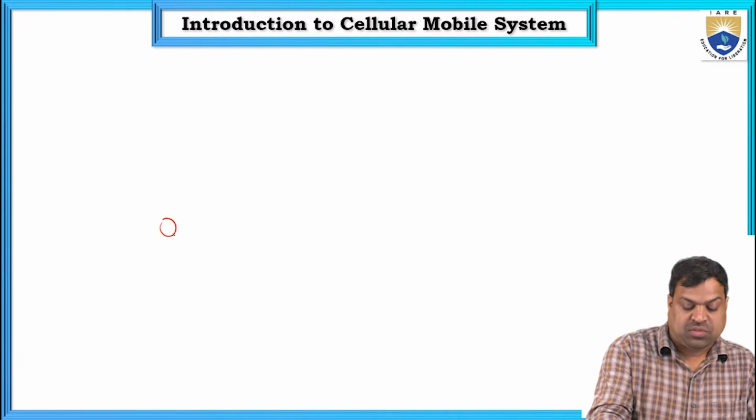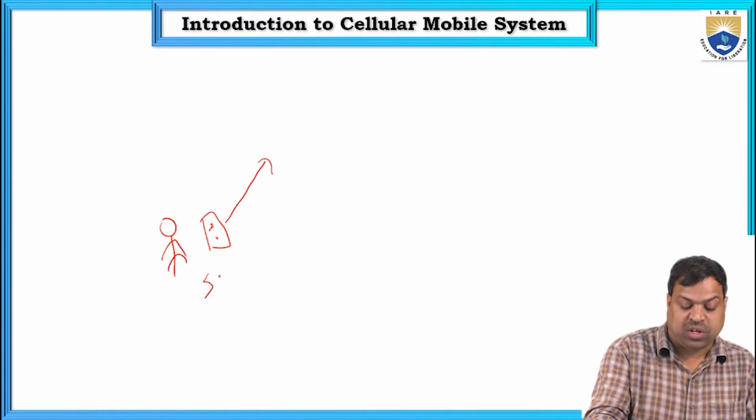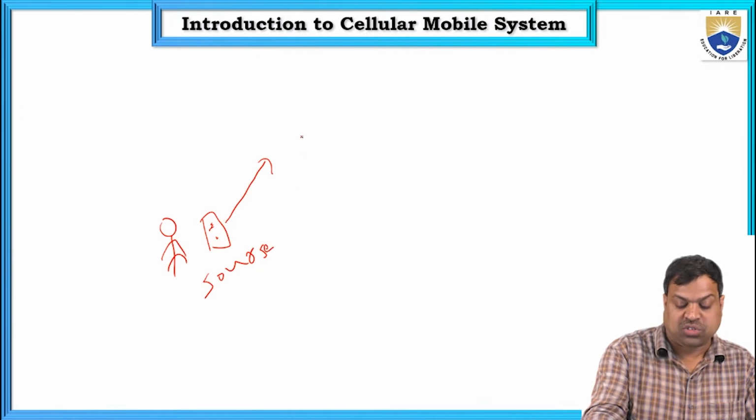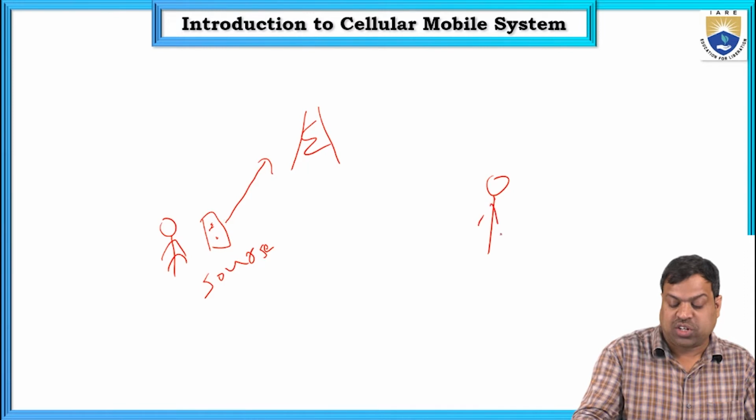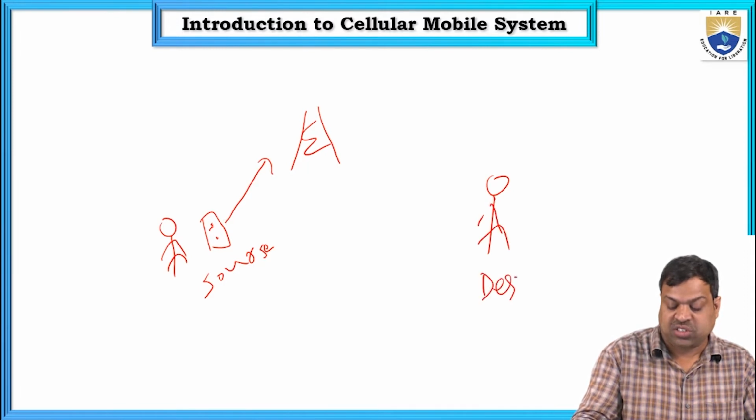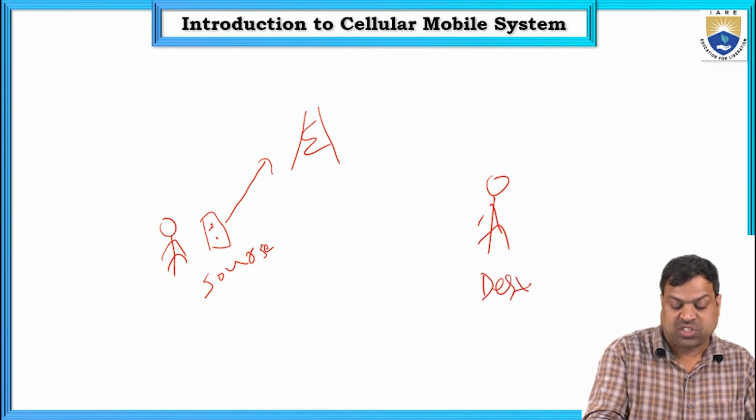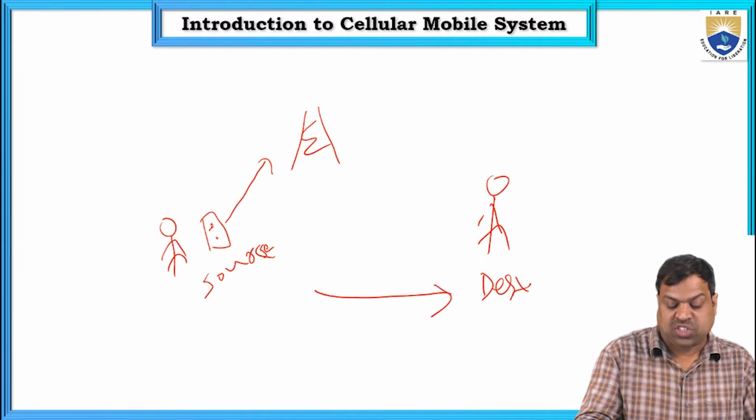Suppose a person is using a mobile phone, and he is calling another person. He is the source, and the person he is calling is the destination. So from source to destination, what is the communication process going on?